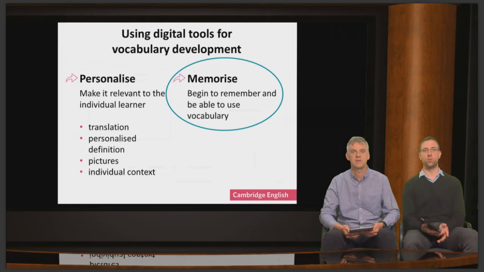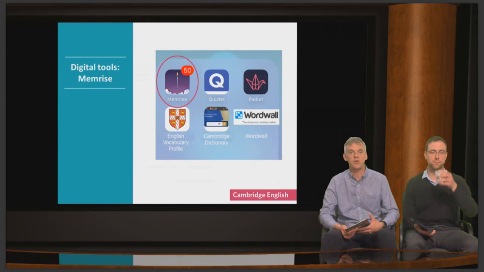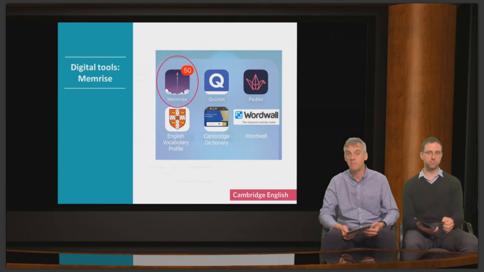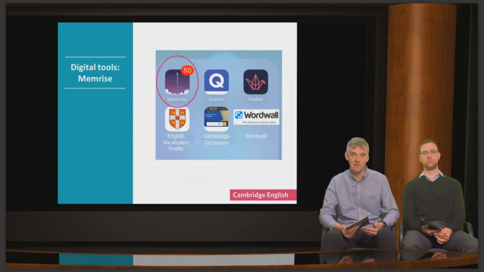Okay, so let's look at what we can do with digital tools to help learners memorize vocabulary. This great digital tool is called Memrise, and it focuses, as the name might suggest, on memorization. It uses a really well-researched technique called spaced repetition. The idea is that in order to memorize something, you need to keep being exposed to it over and over again at increasing intervals. Memrise uses this idea and allows learners to practice the vocabulary over and over again on their mobile devices.